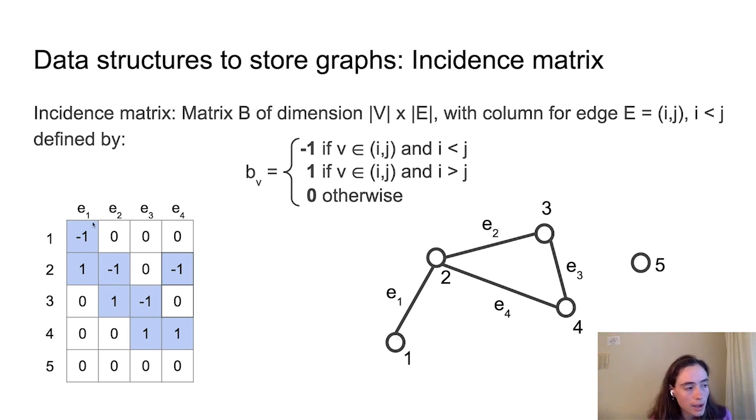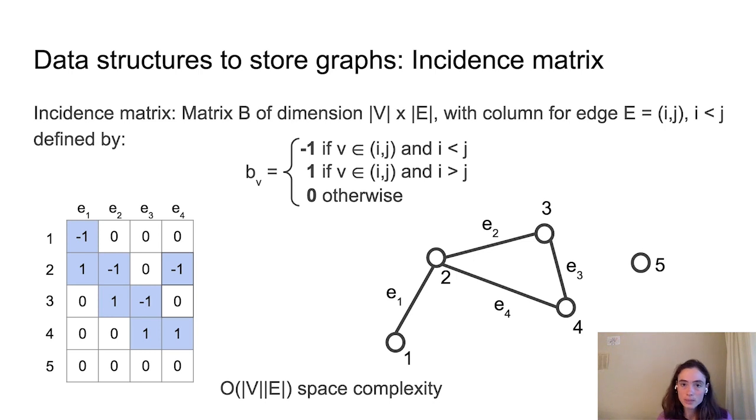So in that column of the incidence matrix, there will be a -1 corresponding to 1, which is the smaller vertex that makes up the edge, and a 1 in the second row, because 2 is the larger vertex that makes up the edge. So for each column, we have both a 1 and a -1, which mark out the two vertices that define the edge for that column. So you can see that incidence matrices have size number of vertices times number of edges.